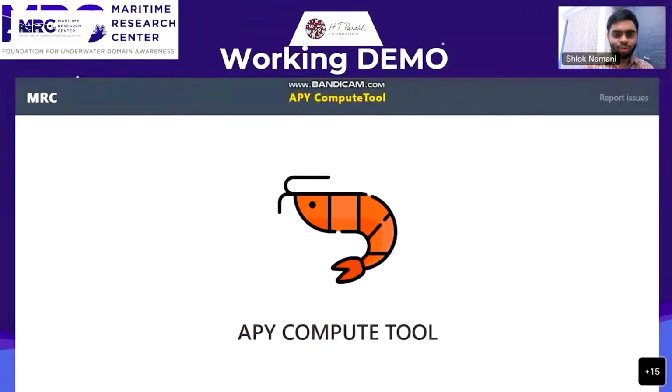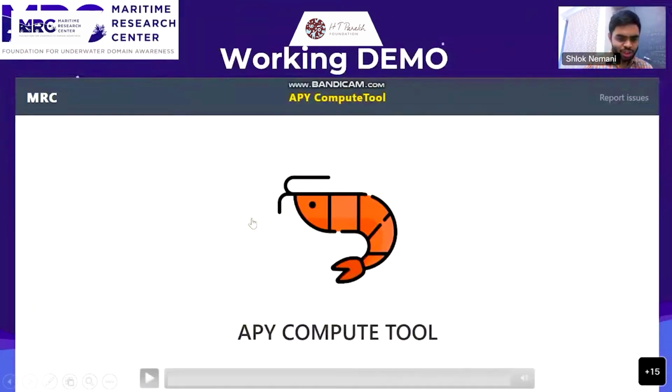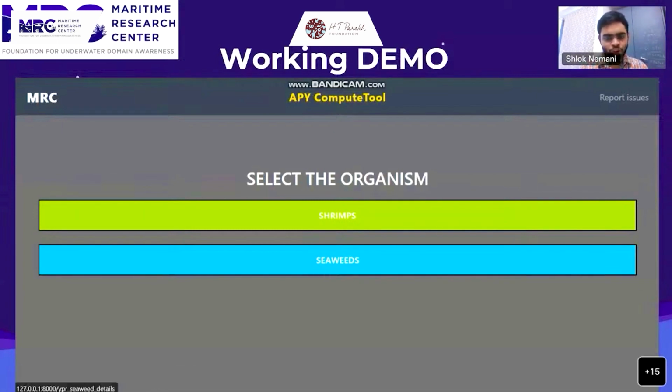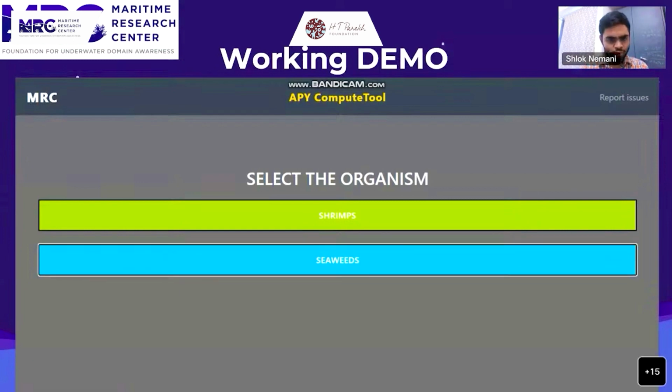So here's a small demo for the first iteration of the tool. Please have a look. Ma'am, I will do a voiceover on this, so it will help us understand. These are two different tools, for shrimps as well as seaweed, with different modeling for each of them based on what the farmer is growing. So let's say for seaweeds.